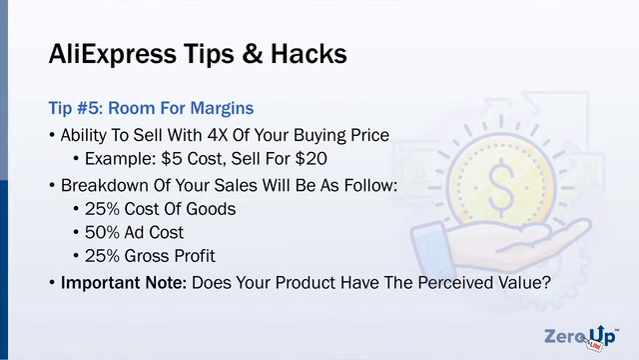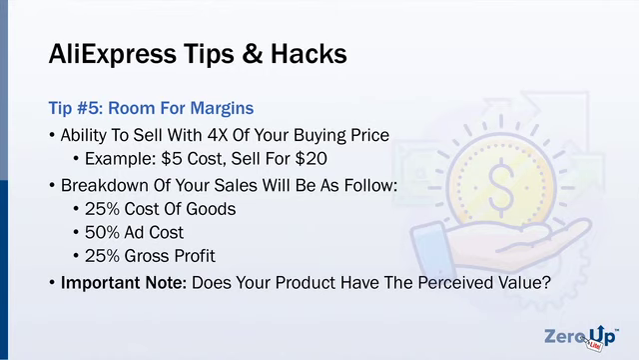Tip number 5, room for margins, right? You want to have the ability to sell at 4x your buying price. So let's say for an example, your cost is $5, and your cost is always going to include e-packet. So whatever you pay, okay? The cost of the product and the cost of e-packet will equal, let's say, $5. If it is equal to $5, you always want to sell at 4x. So for a $5 cost product, you want to sell it for $20.